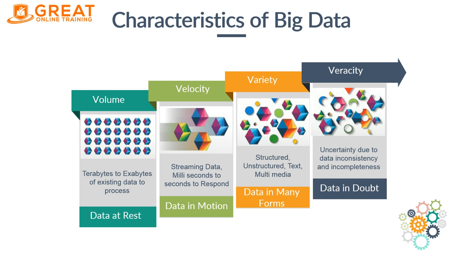So these characteristics can be called the 4 V's of big data. Volume, which we can call data at rest; velocity, data in motion; variety, data in many forms; veracity, data in doubt. So these are the 4 V's of big data. Based on these characteristics, we can say whether the data is big data or not.